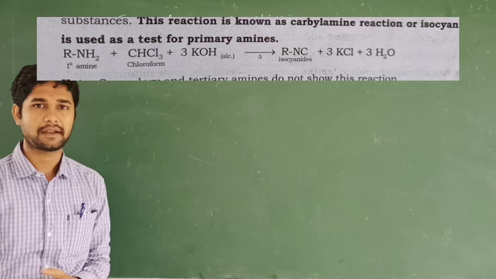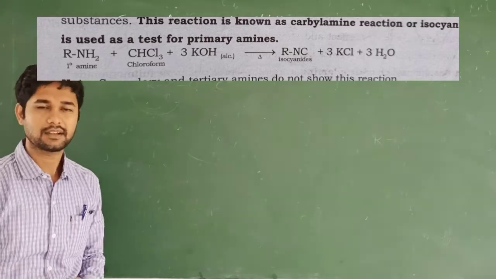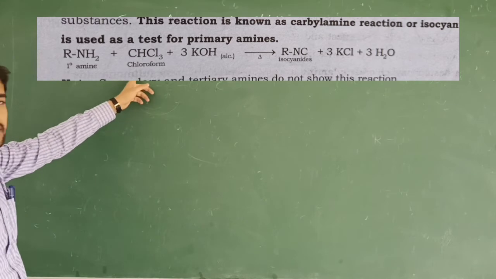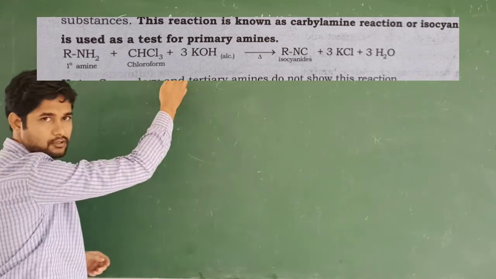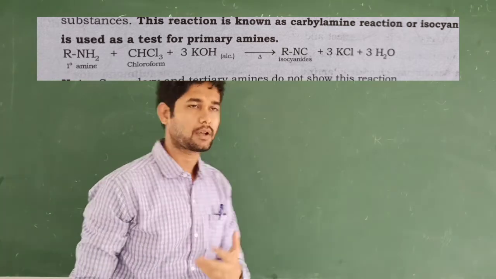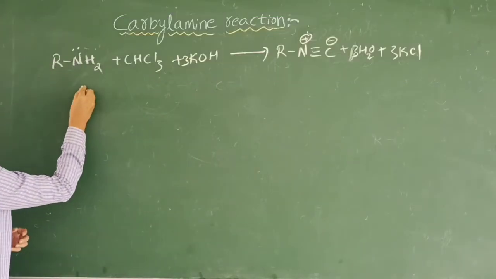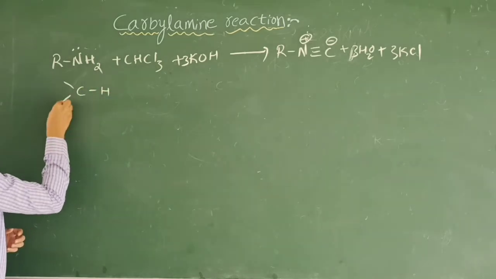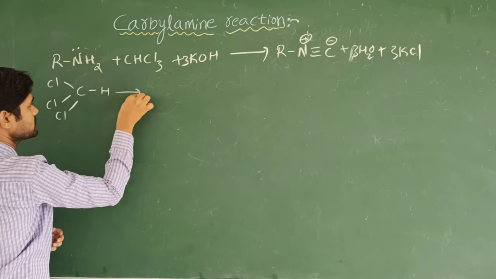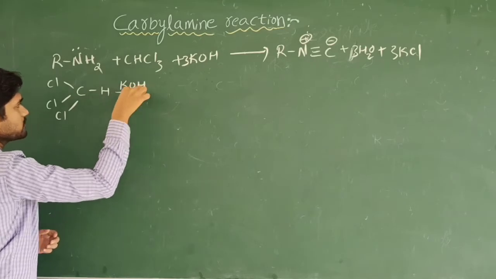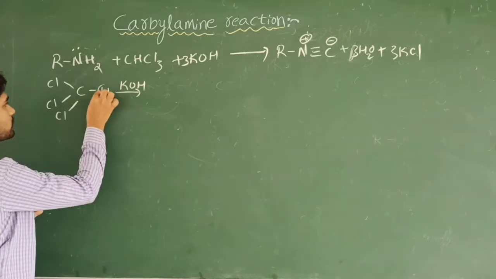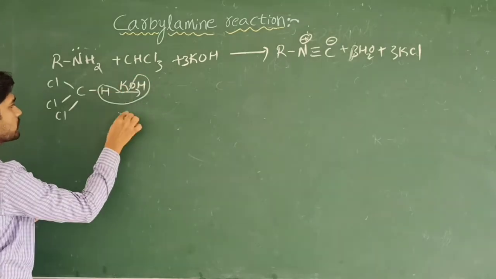Next we can see the mechanism. It is also very interesting. So how will it proceed? First I am going to take this chloroform, and this is the base, as you know very well. The base works by abstraction of the proton. This is the chloroform, and this carbon has three chlorine groups. When I place it in the KOH solution, KOH abstracts the proton, which is eliminated as a water molecule.